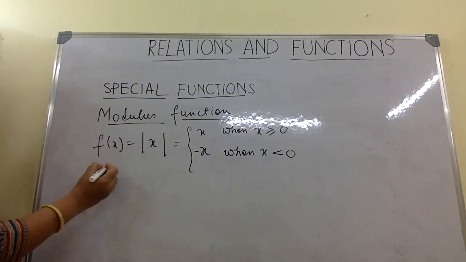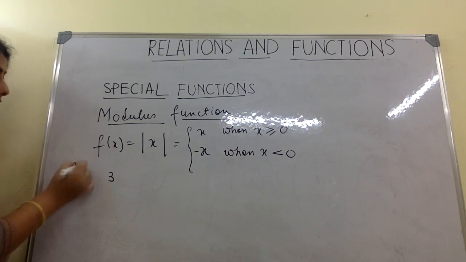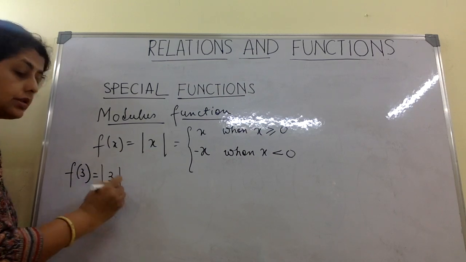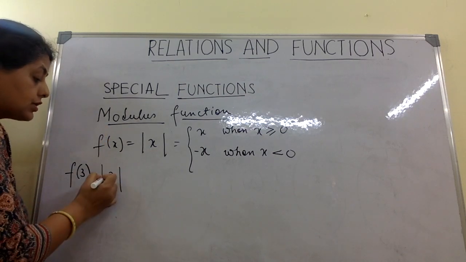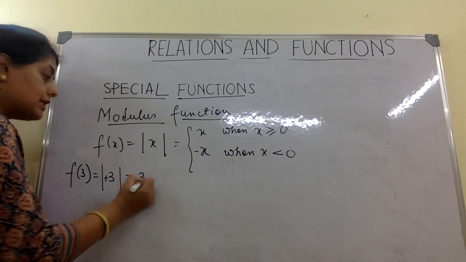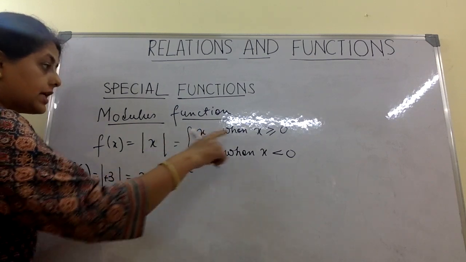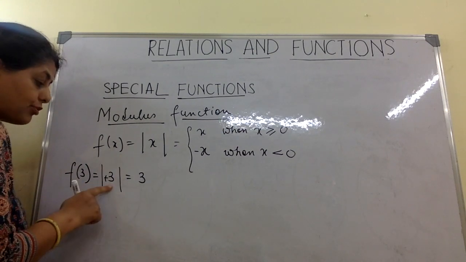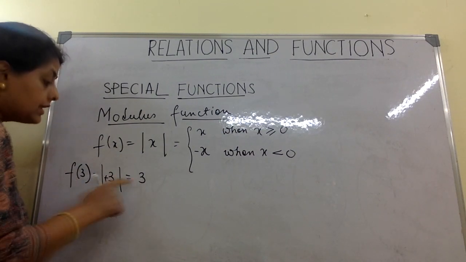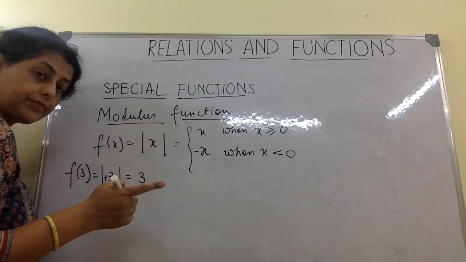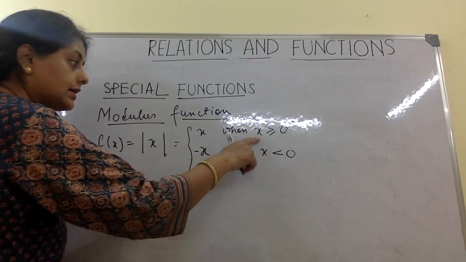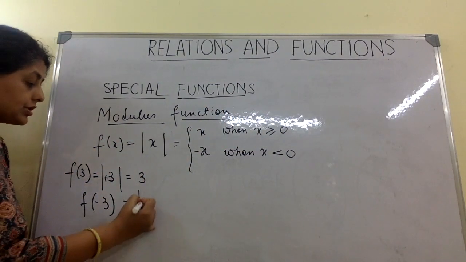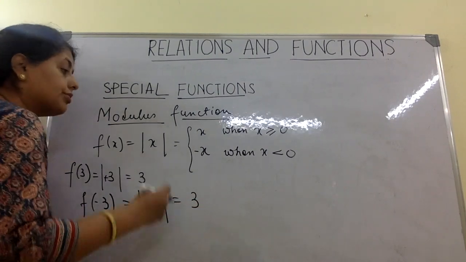So here if I put a 3, supposing I am finding f(3), so here I'll put a positive 3, plus 3, and it comes out as a 3. So if x is greater than or equal to 0, that is the case here, I put a greater than or equal to 0 value, then it is equal to 3. Now let me take minus 3, and it comes out 3 again.